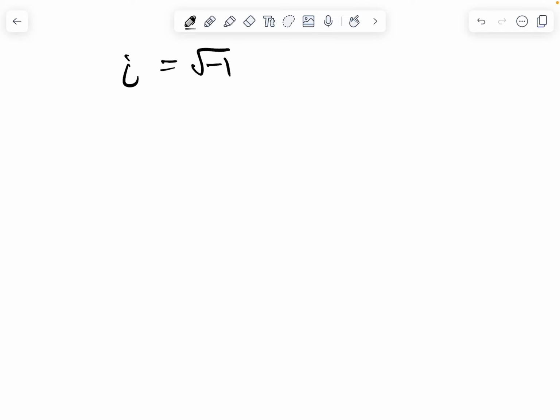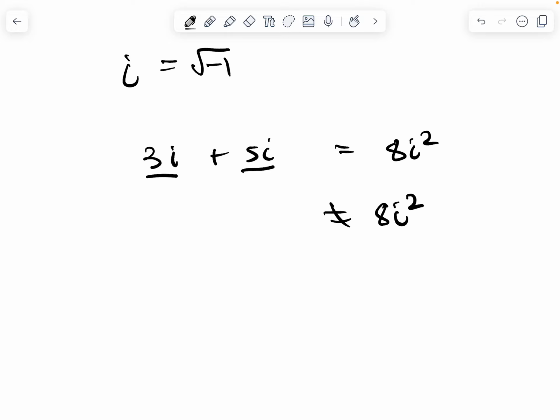Well, it turns out that you don't even have to think about that fact when you are dealing with things like 3i and 5i. Instead of thinking of these as imaginary numbers, think of these as iguanas. 3 iguanas and 5 iguanas. Altogether, you have 8 iguanas. You don't have 8 square iguanas. No, you just have 8 iguanas. So 3i plus 5i is 8i.